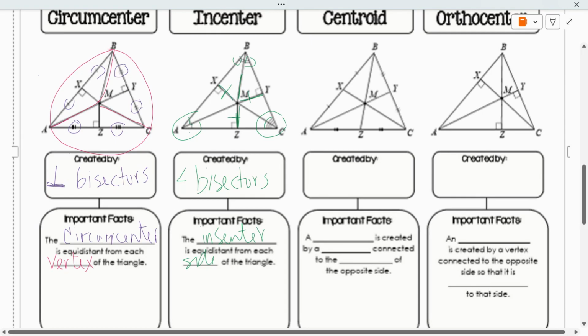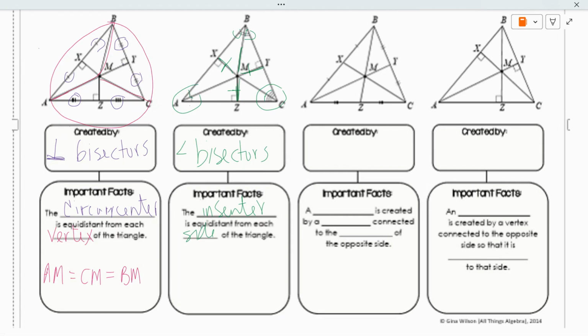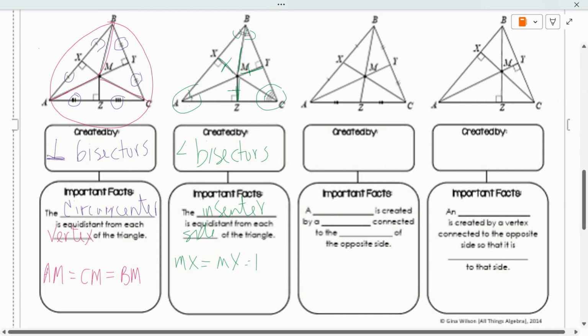Okay. I'm going to actually go back to the circumcenter for a second. If the circumcenter is equidistant from the vertices, what can we say? We can say the distance from A to M is equal to the distance from C to M is equal to the distance from B to M. And when I look at the incenter, and I talk about the incenter being equidistant from each side of the triangle, that means that MX is equal to MY is equal to MZ.